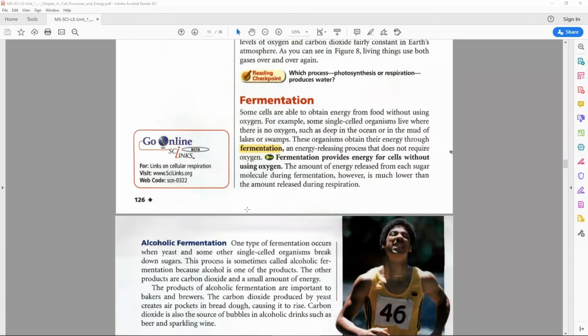Fermentation. Some cells are able to obtain energy from food without using oxygen. For example, some single-celled organisms live where there is no oxygen, such as deep in the ocean or in the mud of lakes or swamps. These organisms obtain their energy through fermentation, an energy-releasing process that does not require oxygen. Fermentation provides energy for cells without using oxygen. The amount of energy released from each sugar molecule during fermentation, however, is much lower than the amount released during respiration.